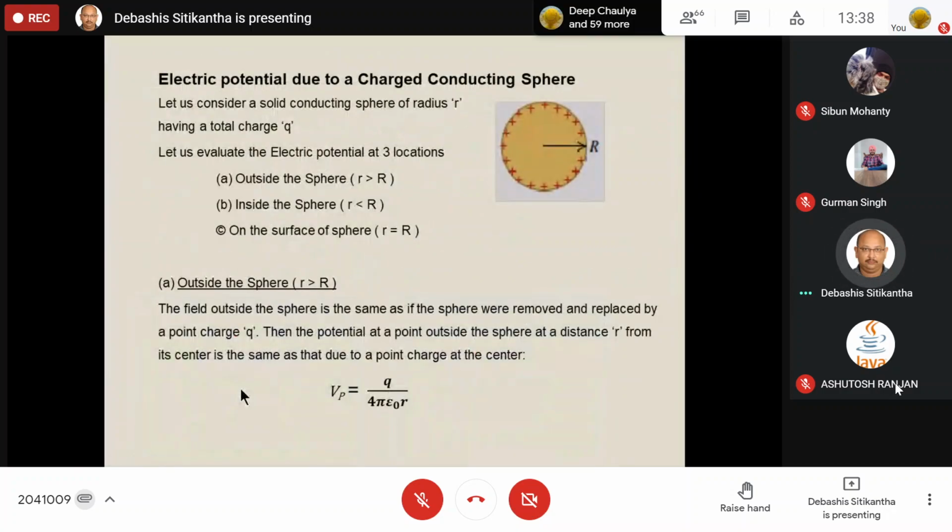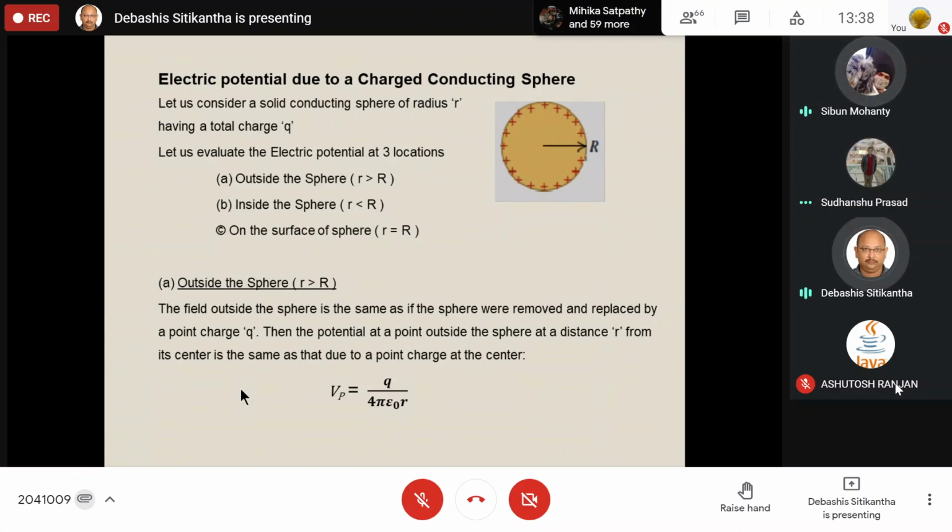Now let us move on to electric potential due to a charged conducting sphere. We have already learned the difference between a charged conducting sphere and an insulated solid sphere. So what is a charged conducting sphere? Yes, anybody? Anybody with any idea? What's the difference? Maybe in the exam you will get a question, what is the difference between a charged conducting sphere and an insulated solid sphere? Then you have to answer it. Yes, tell me.